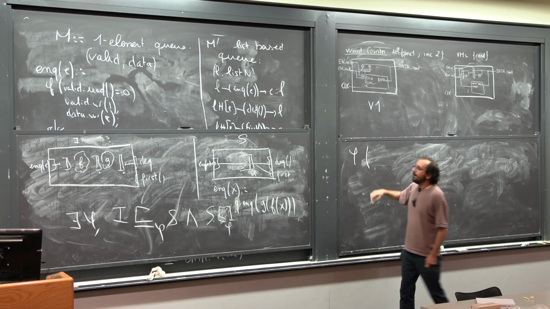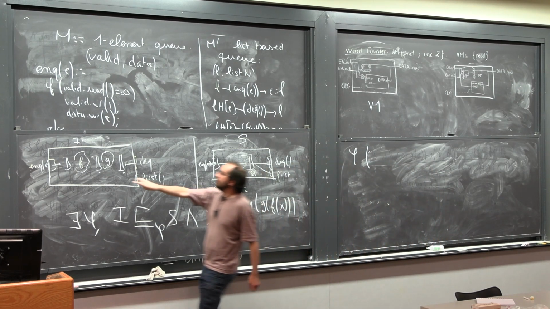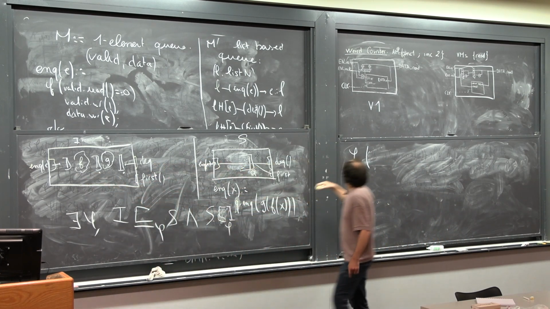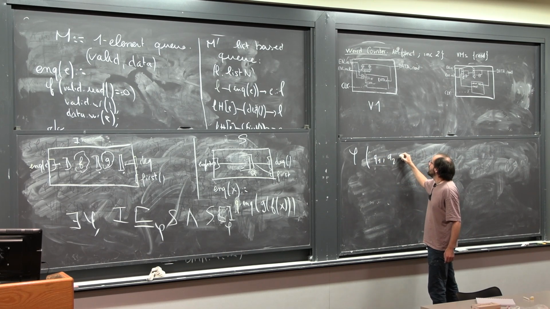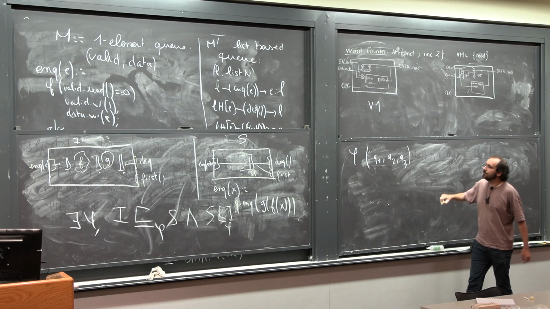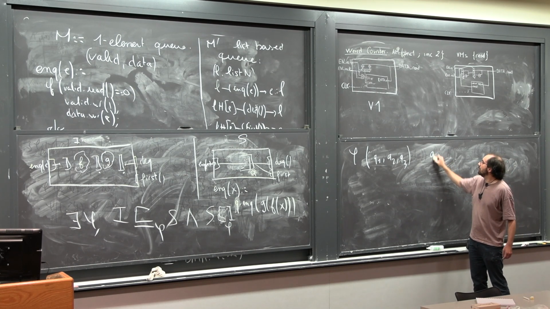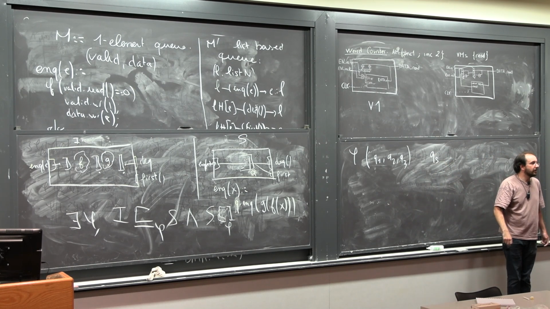So phi, what is it acting on? It's acting on a triple of queues, which is, let's say, Q1, Q2, Q3. And it's relating that to a single queue, which we will call QS, for the specification queue. Okay?